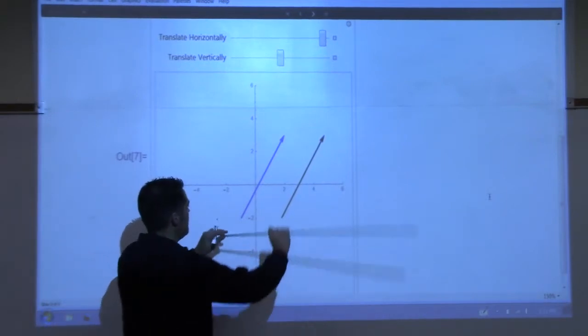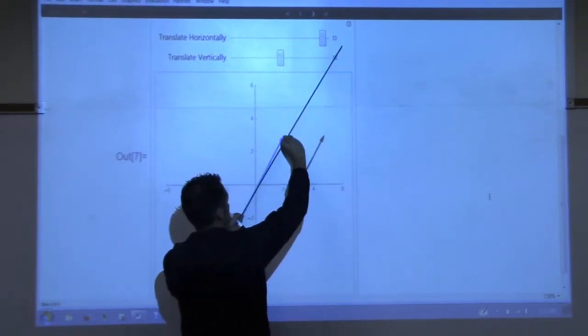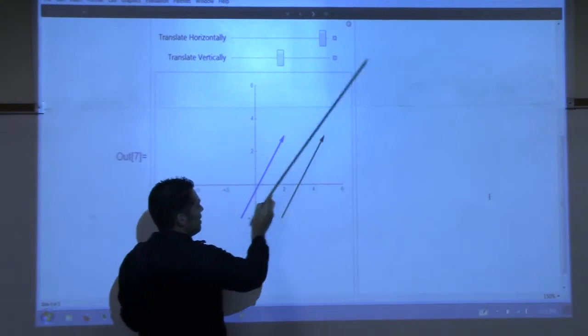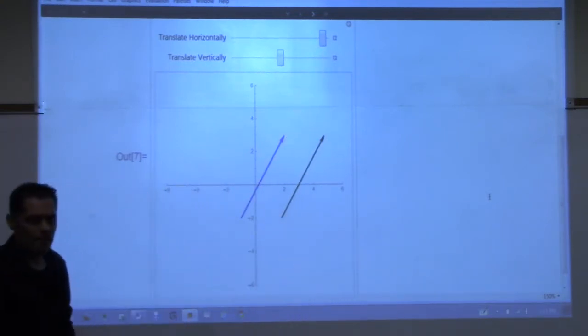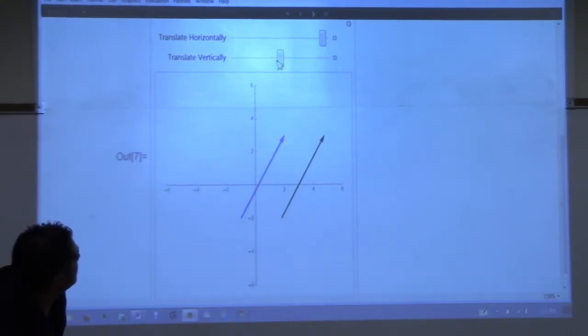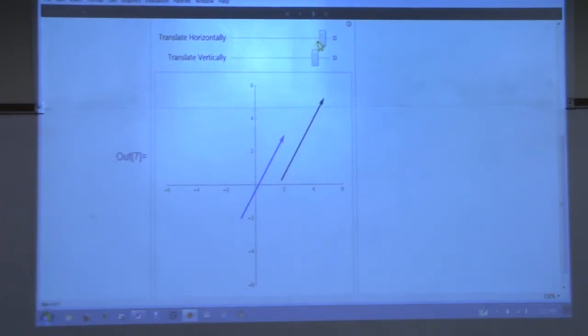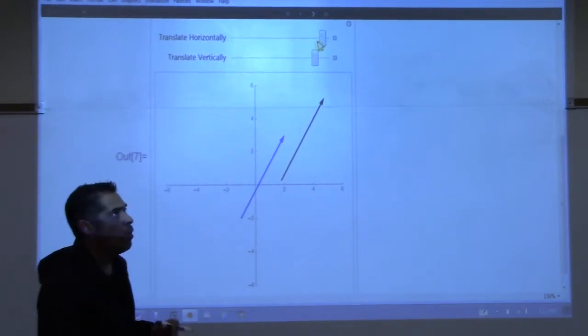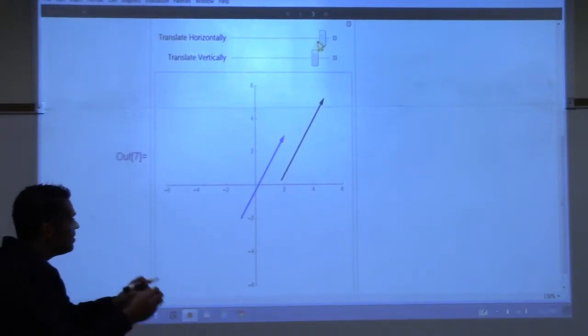What's important is that they both have the same length, do they? Yes. Are they both pointing in the same direction? Yes, they're parallel. I can even move it vertically. I can translate it vertically, and those two vectors are equivalent. Now, why would we want that? Or what's the difference between that and a line segment?